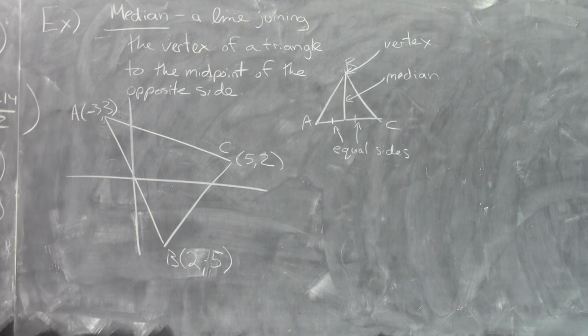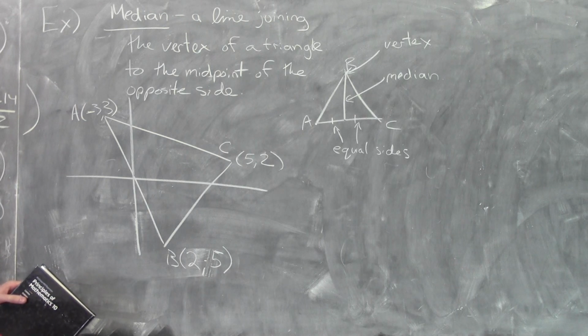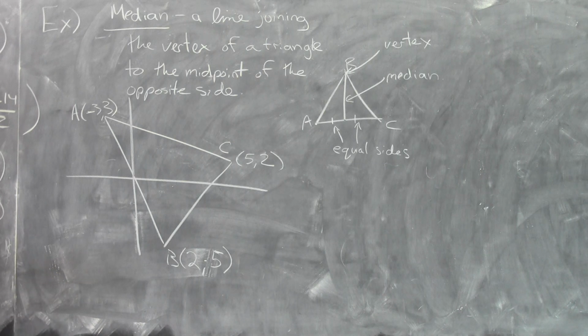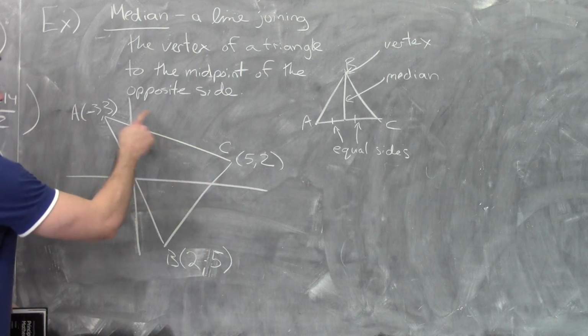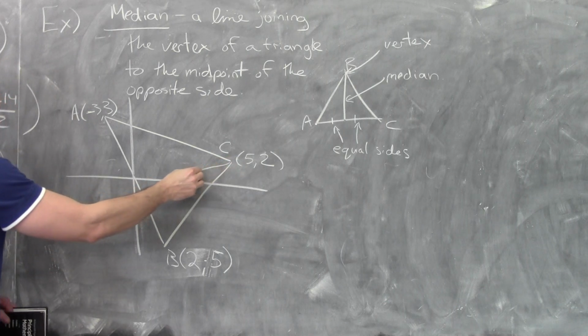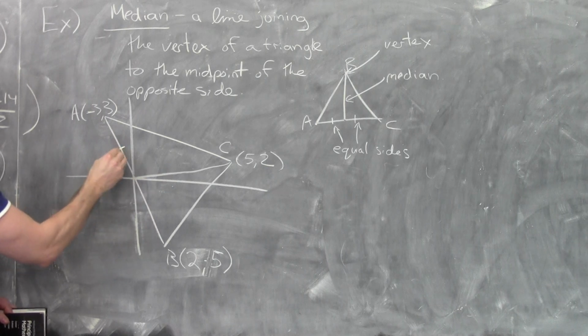Okay, so we have our vertices A, B, and C. It says to determine an equation for median C. So if I wanted to draw median C, Matthew, how would I draw that? Like, how would I draw median C? It's just going to come from this vertex down to the opposite side, right, and split this line in two.